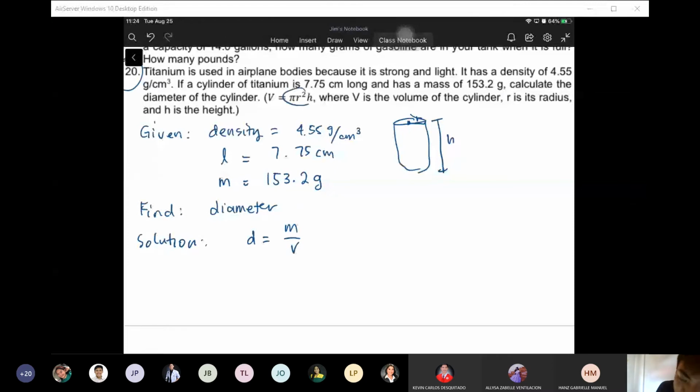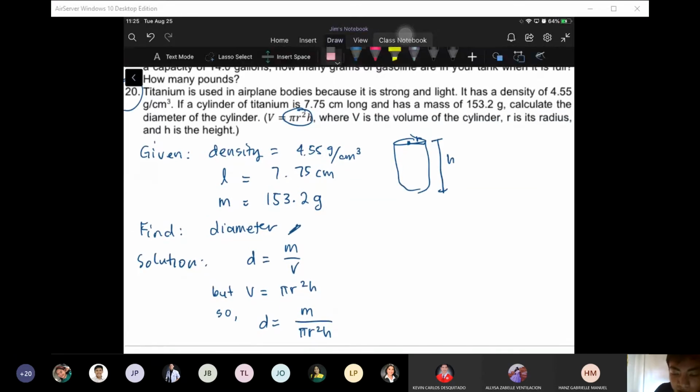So, anong gagawin natin with this information? We will plug it in the volume. Sabihin natin, volume is pi r square h. So, density is mass over pi r square h. That's the idea. Then, from all those given information, mag-iisip tayo, which of those terms will give us an idea about the diameter of the cylinder.